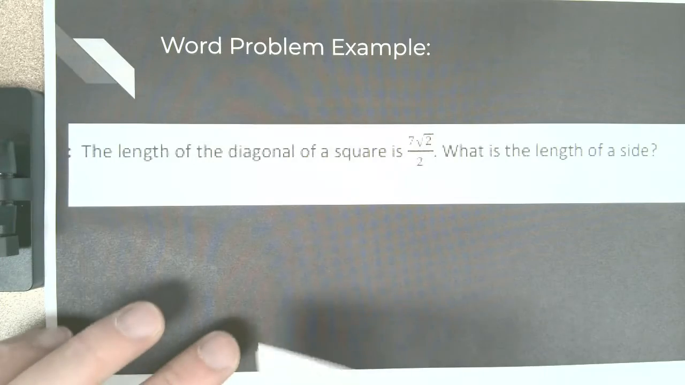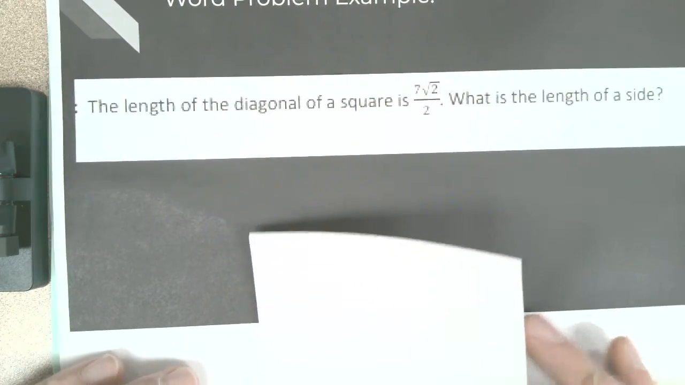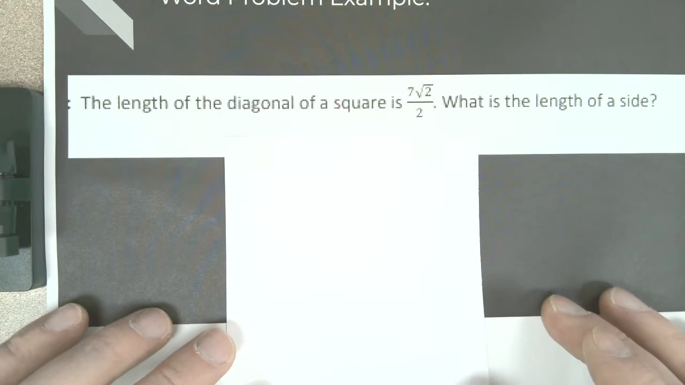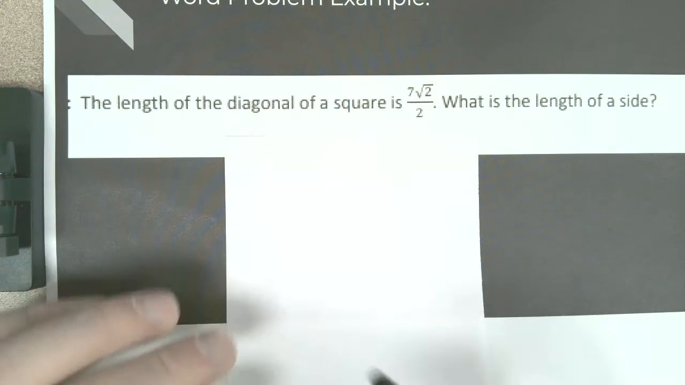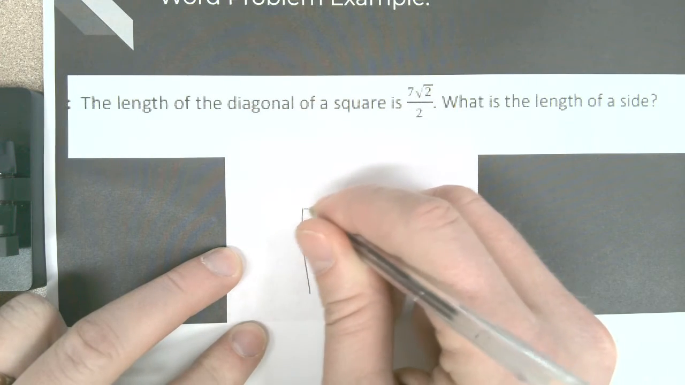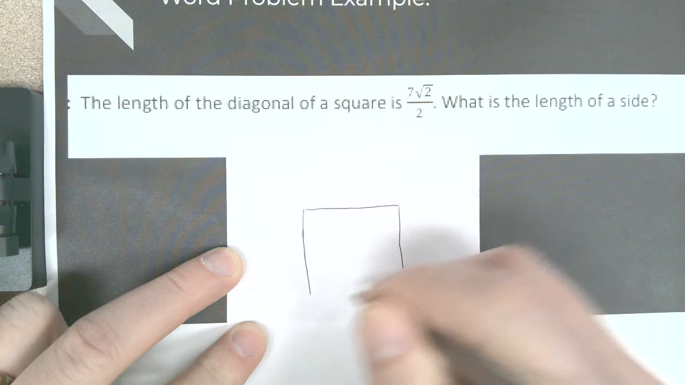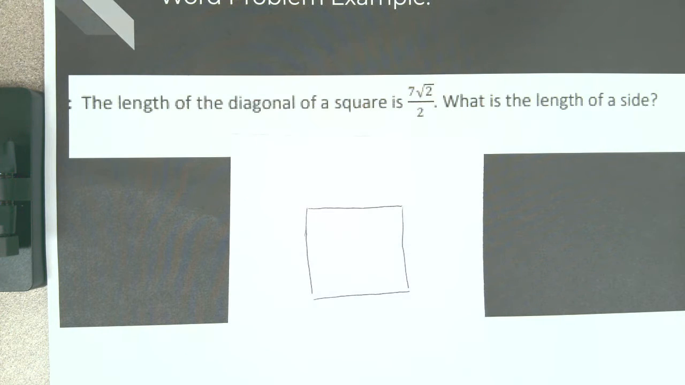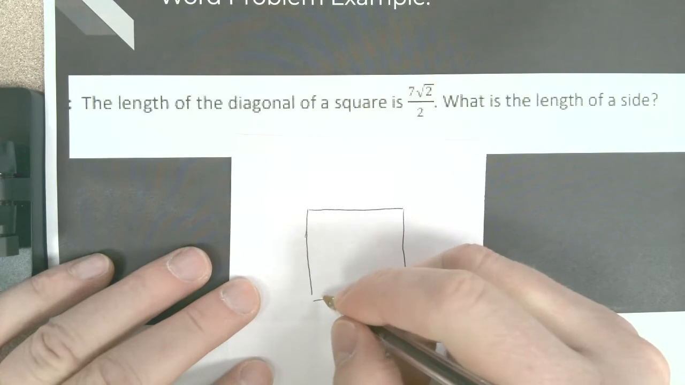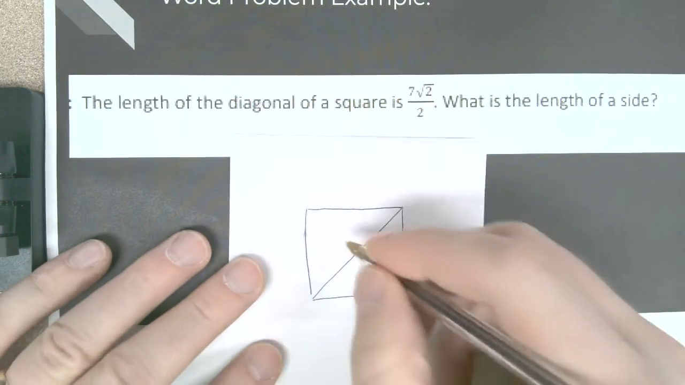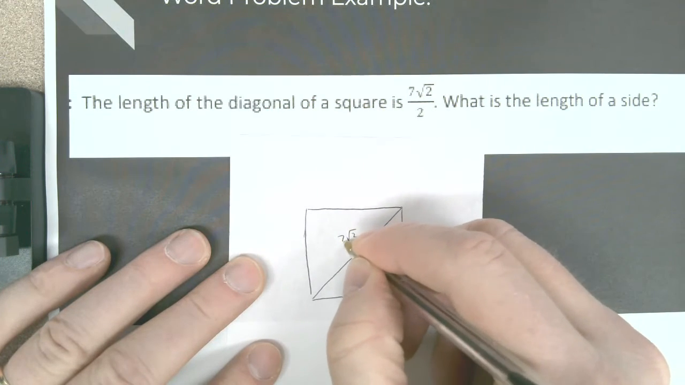Okay, so the first thing on all these word problems is you want to make sure you know how to draw the picture. So I hope in this problem, everybody knows how to draw a square. We talked about squares before. So I'm going to draw a square. Now it says the length of the diagonal of a square is 7 radical 2 over 2. So I'm also going to draw in a diagonal. I'm going to label that 7 radical 2 over 2.